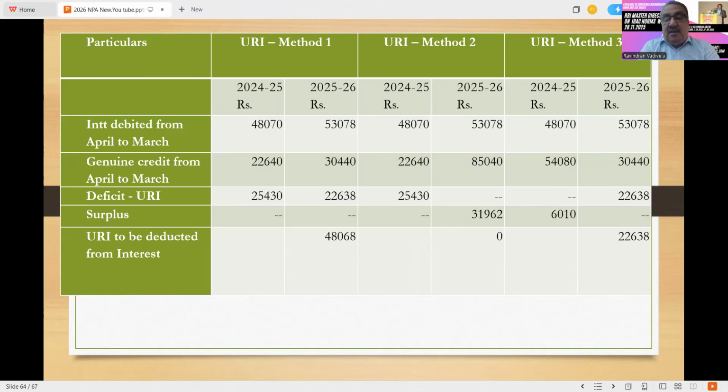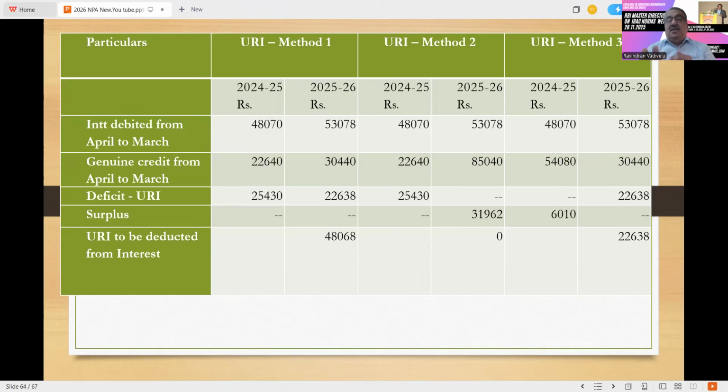And the second method: 24-25 has a deficit of 25,430. 25-26 has a surplus of 31,962. So you can adjust the debit shortage of 25,430 in the surplus of 31,962 because the party has paid more amount.